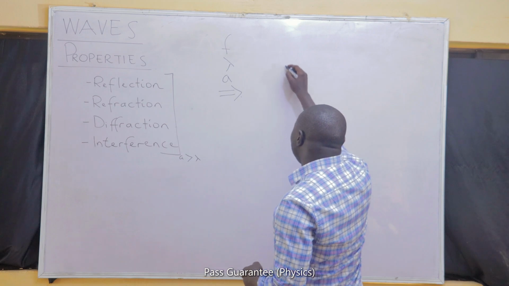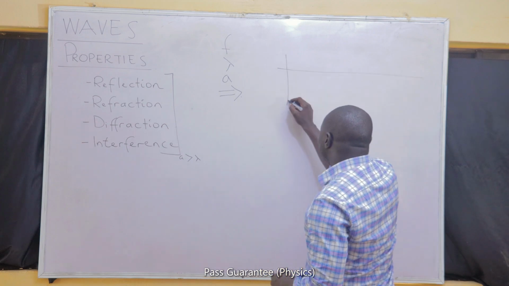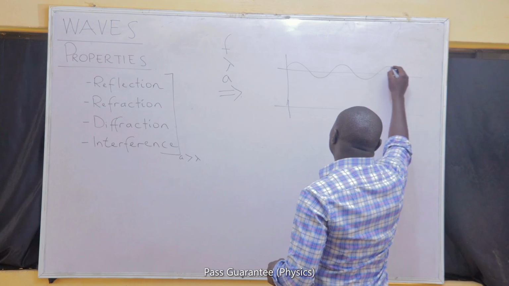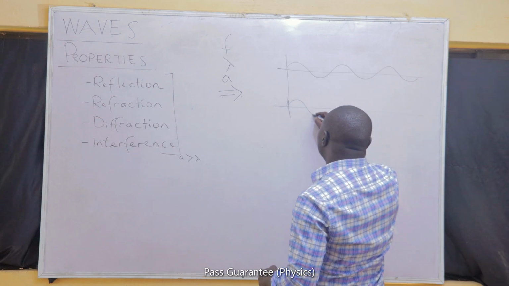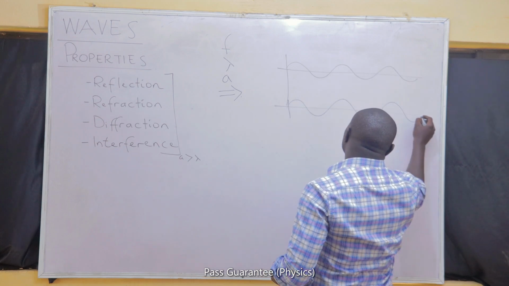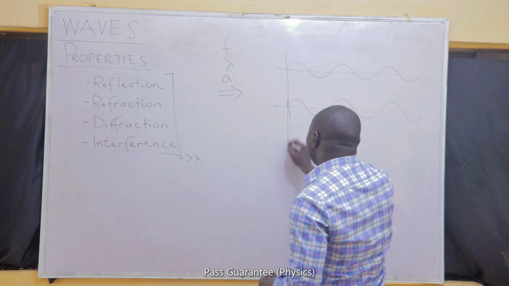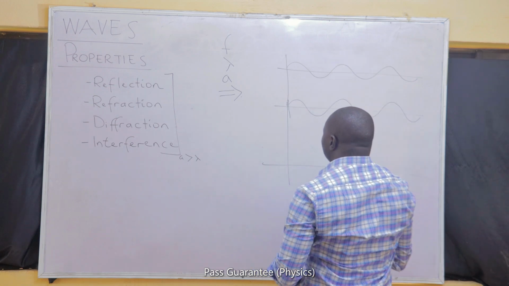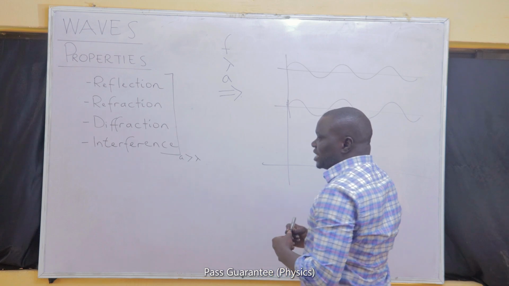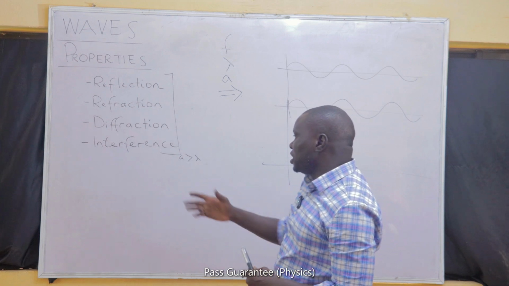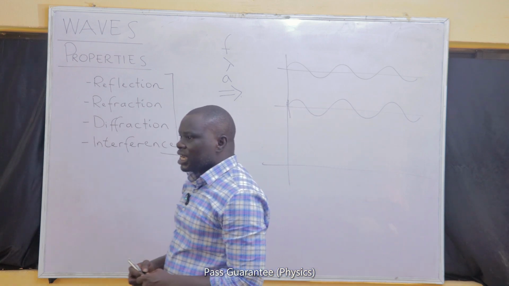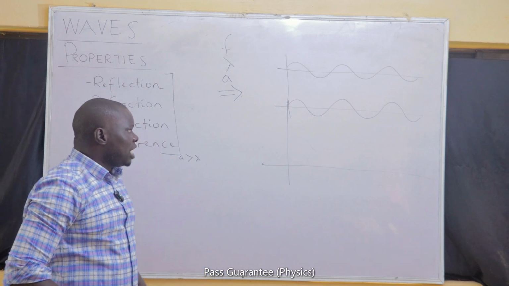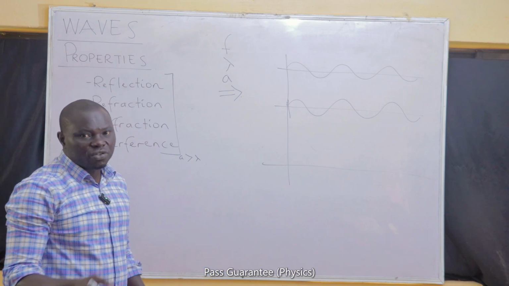If I have a wave and another wave very similar to it, traveling in the same direction, if I decide to superpose or combine the two of them, then the effect that I will have will be called interference. And there are two types of interference. I can have what is called constructive interference. I can also have what is called destructive interference.